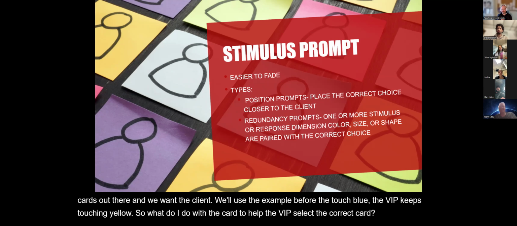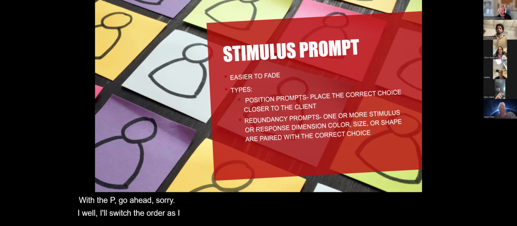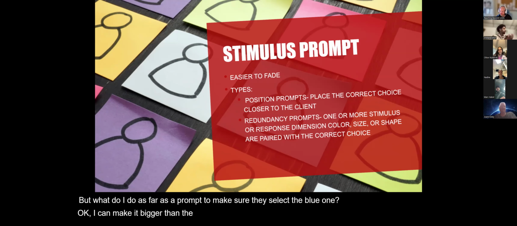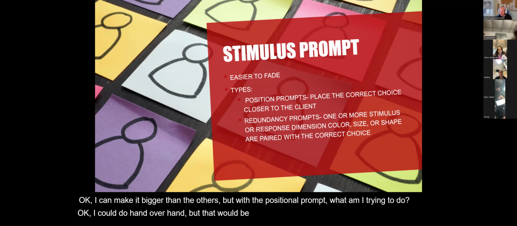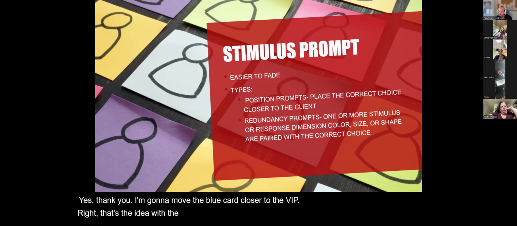Go ahead. Switch the order. I'll switch the order as I go for it. Well, what do I do as far as a prompt to make sure they select the blue one? Make it bigger than the others. Okay, I can make it bigger than the others. But with a positional prompt, what am I trying to do? You could do hand over hand. Okay, I could do hand over hand, but that would be a response prompt. Move it closer than the other one. Yes, thank you. I'm going to move the blue card closer to the VIP, right? That's the idea with the positional prompt.